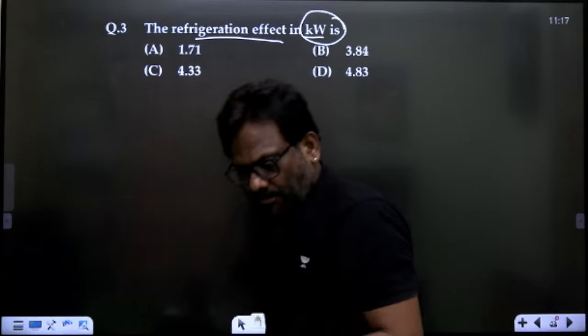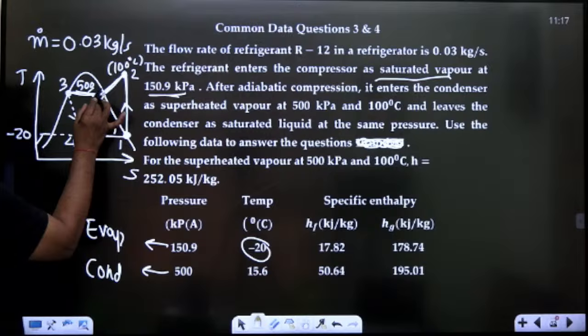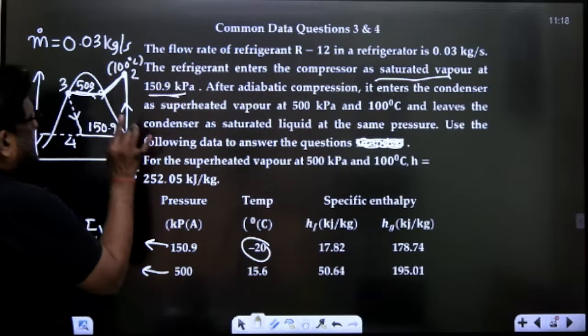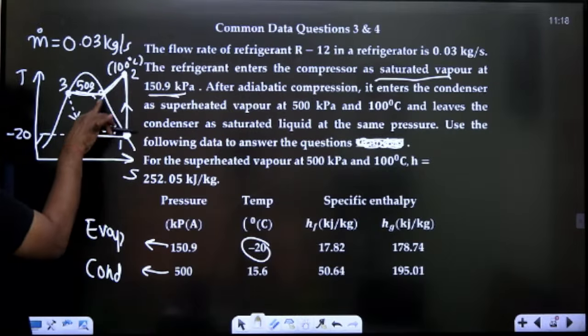Now we will solve the question. A table is given, listen carefully. All these are at point 1. Which pressure is this? 150.9 is the evaporator pressure. 500 means it is the condenser pressure. At the evaporator, what is the temperature? It is -20. And what is this temperature? Condensing temperature at 500, listen carefully. What is the temperature? 15.6.